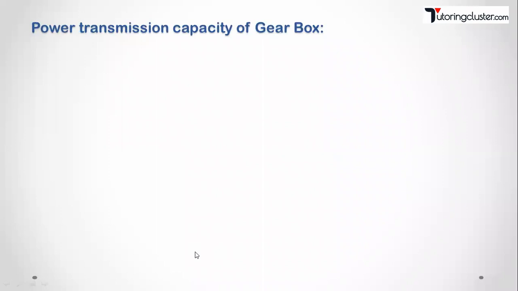Then next, what is the power transmission capacity of gearbox? Let me draw here one picture. This is your gearbox. There is going to be an input and there is going to be an output. Now let's say Pi is the input power to the gearbox. That means it is going to be engine power.